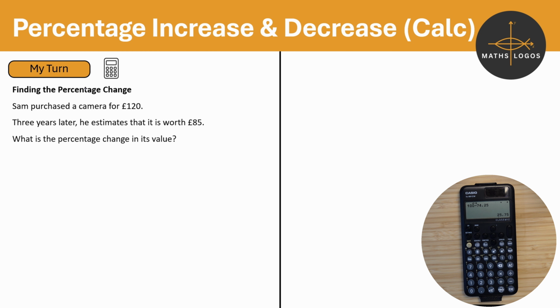In this example, we're going to look at finding the percentage change. Sam purchased a camera for £120. 3 years later, he estimates its worth is £85. What is the percentage change in its value? The first thing to say is that it's clearly been a decrease. So let's write that now and keep that in mind for later.